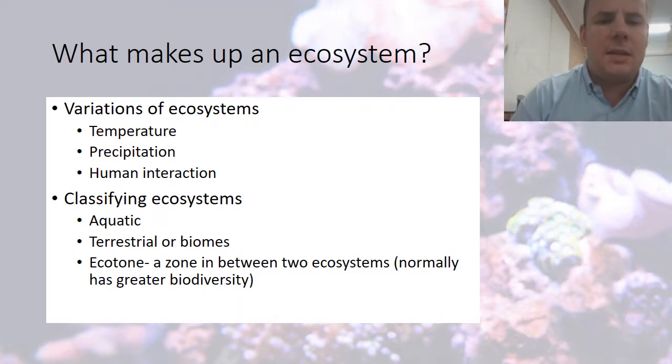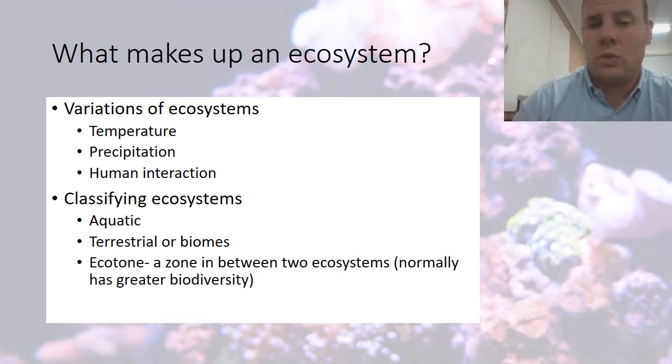What makes up an ecosystem? Well, we've got variations of ecosystems due to temperature, precipitation, and human interaction. So nature, for it to exist, needs temperature and water, and that's why we get those different variations. And humans, unfortunately, have caused big issues with it. We can classify ecosystems into two: aquatic and terrestrial biomes.